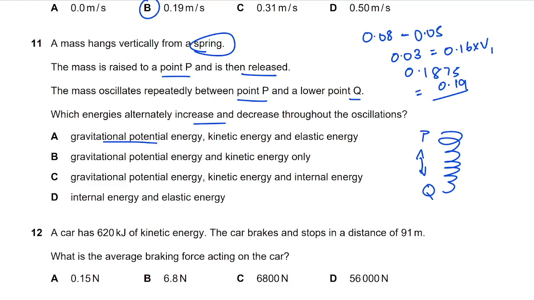When do we need gravitational potential energy? When you drop an object, why does that object fall down? It is because of the gravitational potential energy. The same way to this. Why is it falling down? Because of the gravitational potential energy. So we will need this.